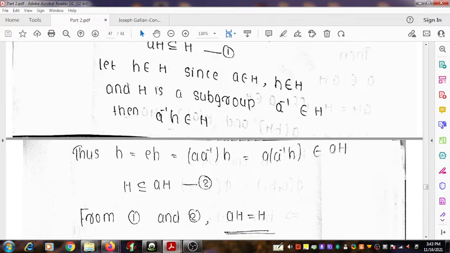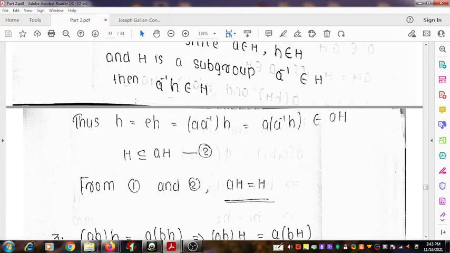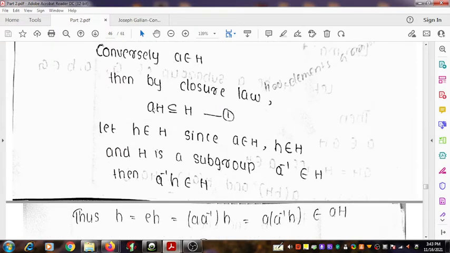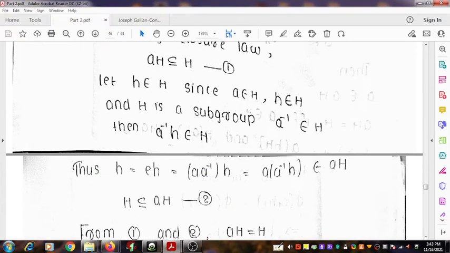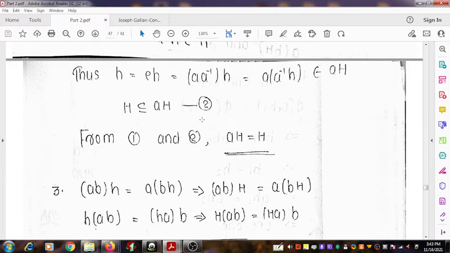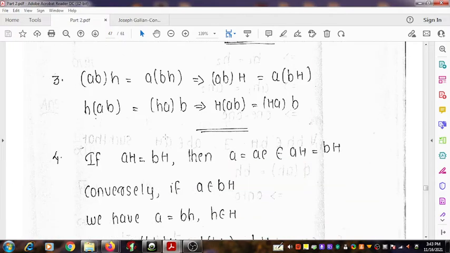Therefore, whenever H is an element of H, by choosing an arbitrary element, we have obtained that element is an element of AH. Therefore, H is a subset of AH. So this is the second statement. Here AH is a subset of H we have obtained, and now the reverse inclusion is also there. H is a subset of AH. Combining the two, we get that AH equal to H.